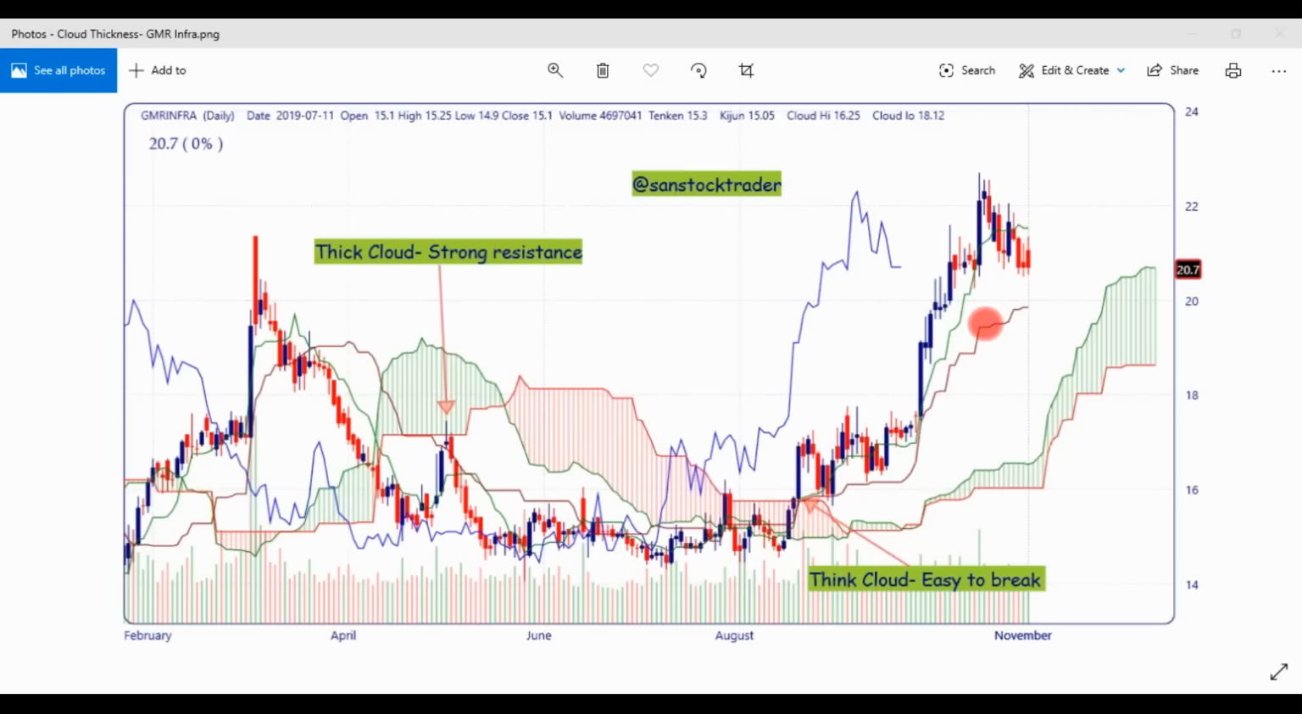And one more thing here. Look, the Kijun is here, price is here. There's a big difference between Kijun and price. Can I say that at this point GMR Infra was overbought and I should not buy it? And the same thing happened after this: GMR got corrected.